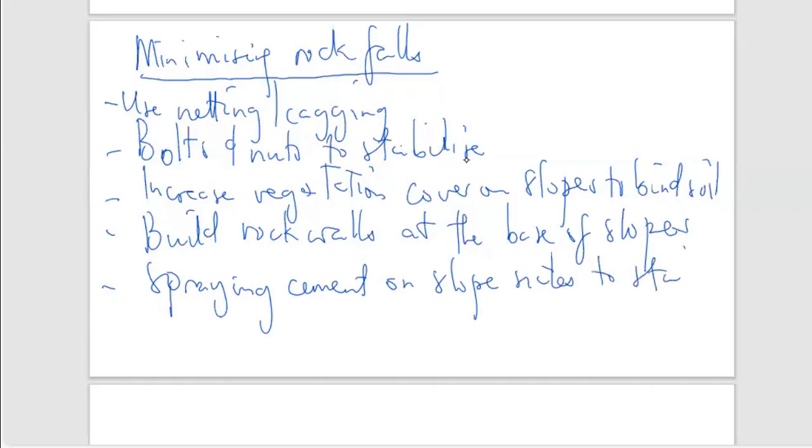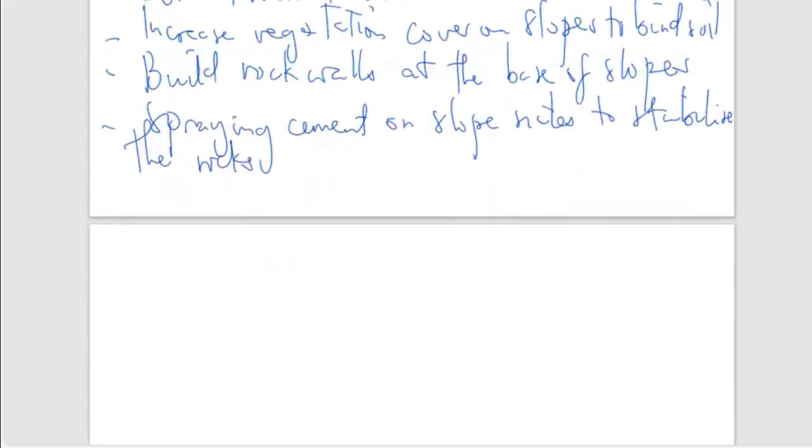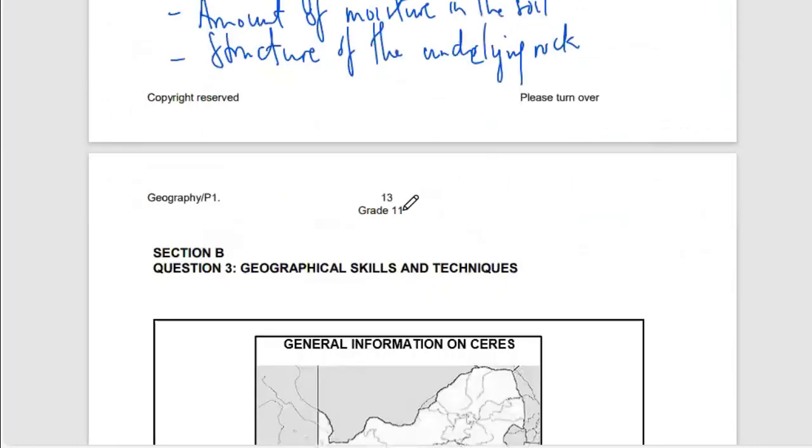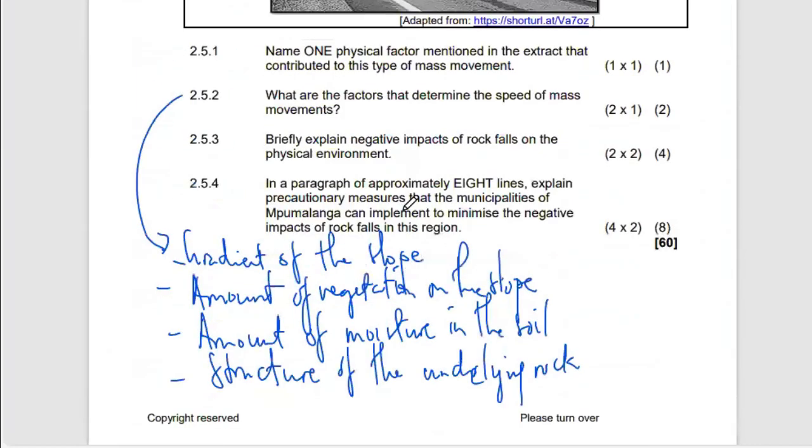To stabilize the rocks. Right, those are some of the measures that can be implemented by the municipality to try and reduce the impact of rock falls. Right, that takes us to the end of our geomorphology question out of 60.